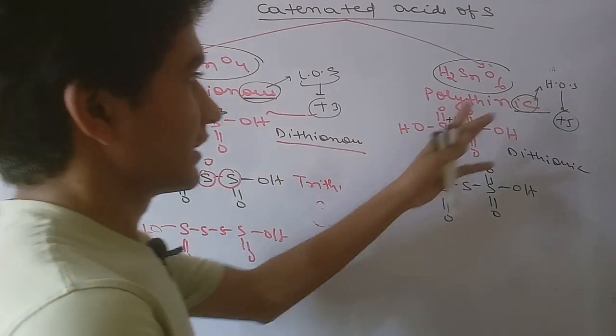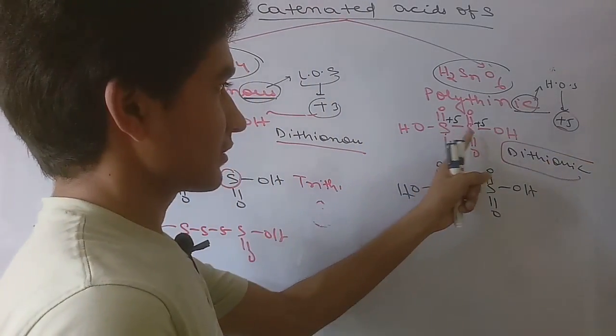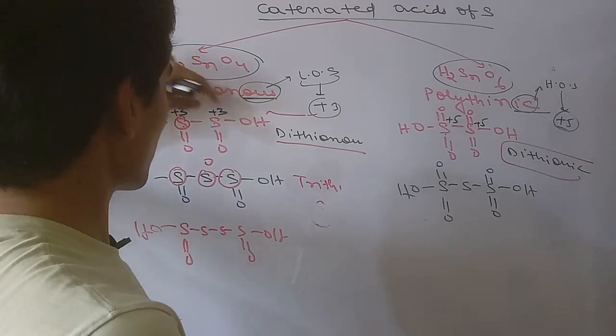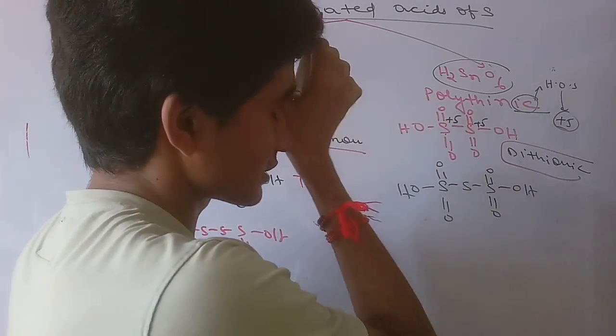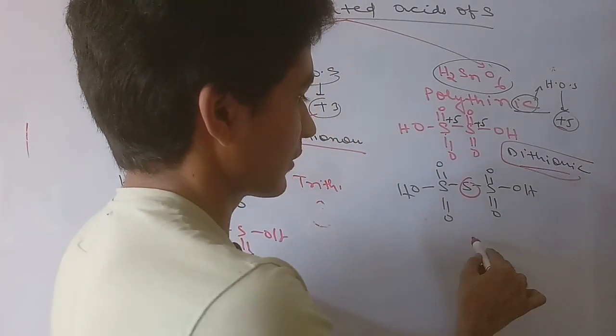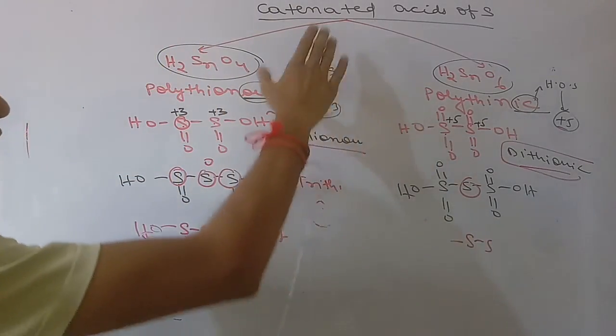In "ic" acid you have to maintain +5, so in dithionic you have to maintain a structure with +5. So from +3, you have to add 1 double bond here, 1 double bond over here, so the oxidation state will be +5. In trithionic you have to add 1 sulfur, in tetrathionic we have to add 2 sulfur in the middle of this. So you can easily write the formula for sulfur acids.